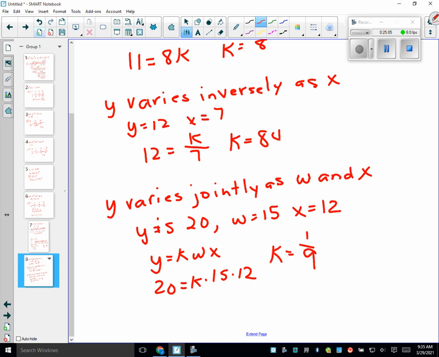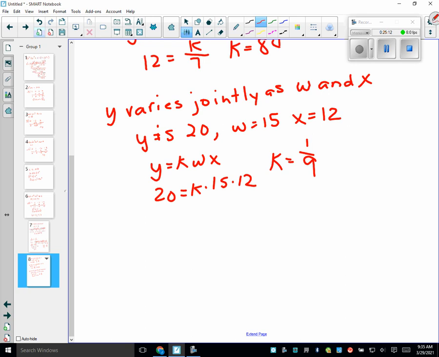Is it 1/9? Sure. Well, isn't it? K equals 1/9. Yeah.